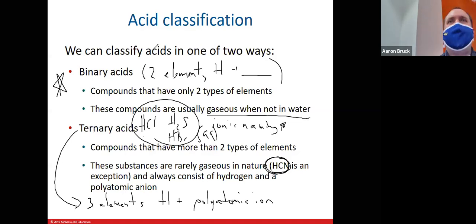They only exist in water. They don't exist outside of water. We can immediately go into the acid naming system for them. We don't have to worry about what phase they are. And so the 3 elements in play here are hydrogen, the oxygen on the polyatomic ion, and whatever the other element is that gives that polyatomic ion its name.